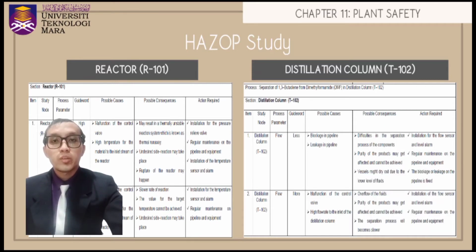For the distillation column T102, deviations for the process parameters such as flow rate may happen. A low flow to the T102 will be associated with difficulties in the separation process of the components, and the desired purity of the products may be affected and thus cannot be achieved. Blockage and leakage in the pipeline may be the possible causes that contribute to the process deviation. Meanwhile, a higher flow to the T102 will result in overflow of the process fluids and affect the desired purity of the products. Hence, it is necessary to conduct regular maintenance and inspections of the equipment, and also install flow sensors and level alarms.